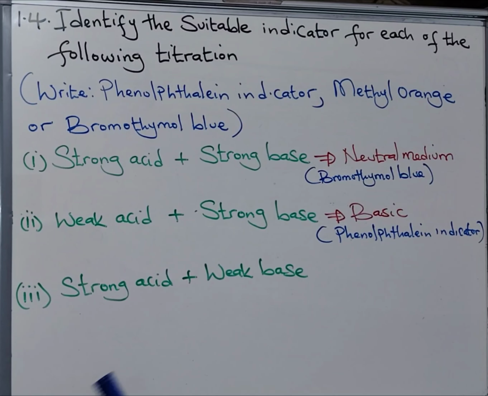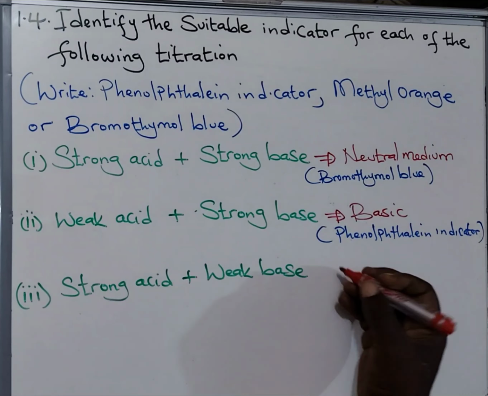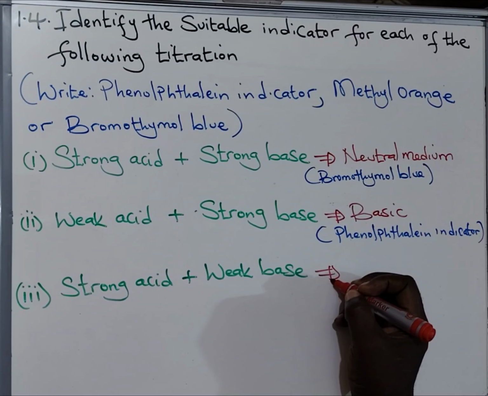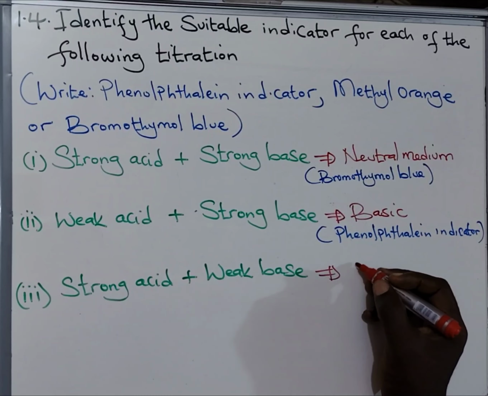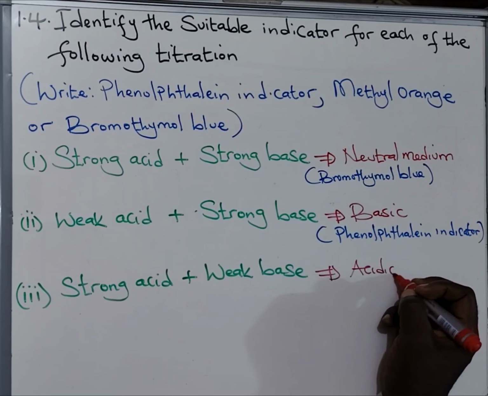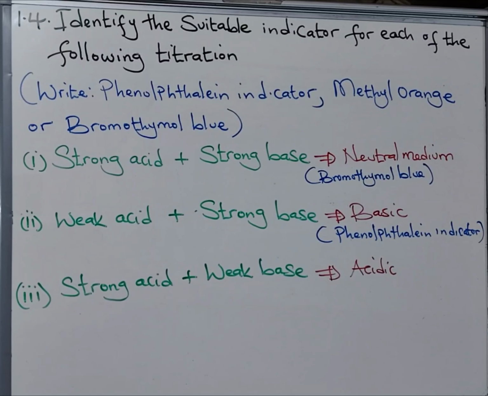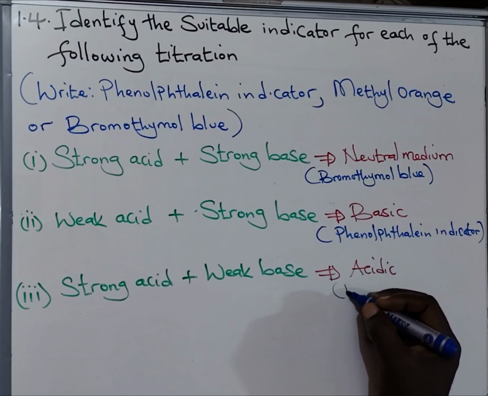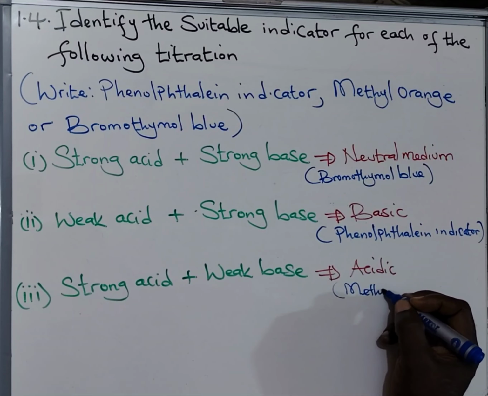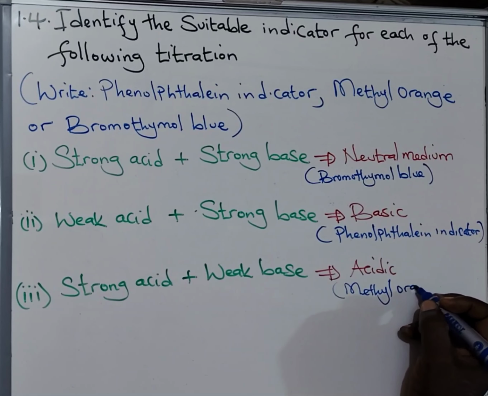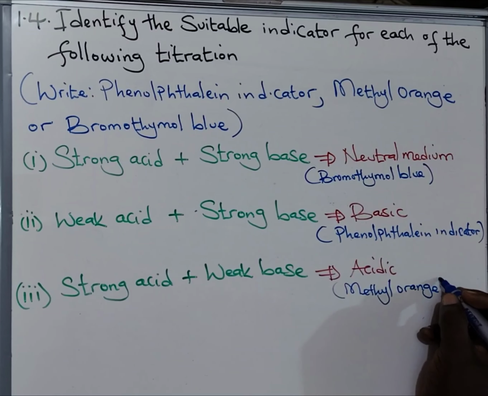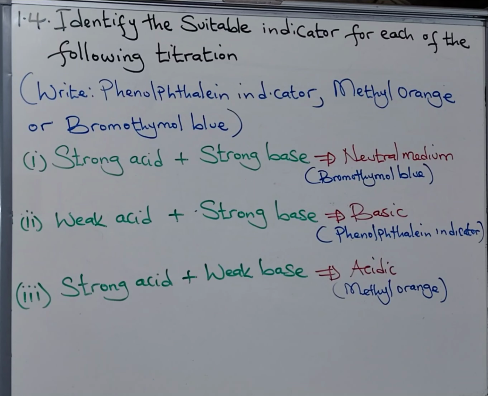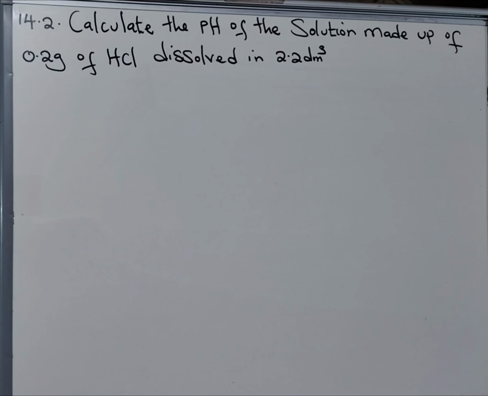Then we come to this one, strong acid plus weak base. Like I said before, it's the strong which takes the medium. So acid is strong, the medium is going to be acidic. And if it's acidic, which indicator works well in acidic medium? It is methyl orange.